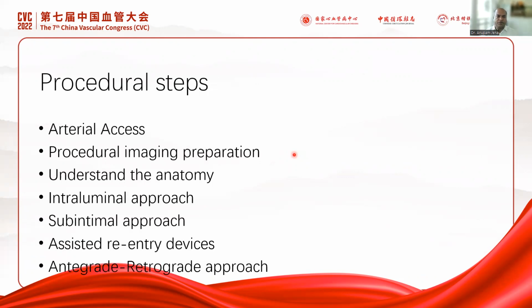However, there are a few basics of procedural steps, like understanding the arterial access. For below-knee interventions, we usually need to go for an antegrade puncture. Then there may be a need for a retrograde puncture. Procedural imaging is very important. We should treat below-knee diseases like coronary. We should take multiple views in LAO, RAO, sometimes caudal, cranial, to understand the angulations and the disease.